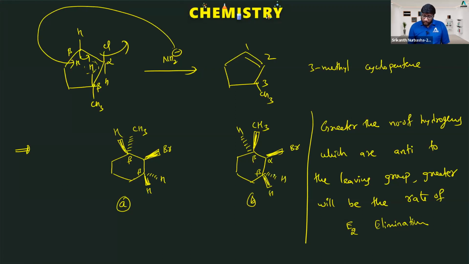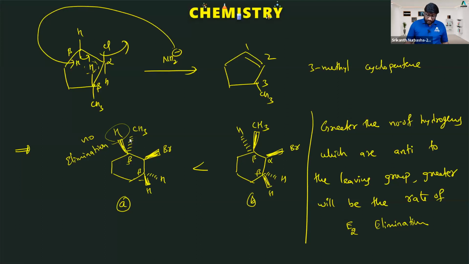If you look at compound B, you have two hydrogens on the two beta carbons which were down, that means away from me, whereas bromine is towards me. Here two hydrogens are anti, so it will have greater rate. Whereas compound A has only one hydrogen which is anti to bromine. On this beta carbon, you have hydrogen on the same side as bromine, so this hydrogen will not undergo elimination. No elimination, as it is not anti to the bromine which is going to be lost.